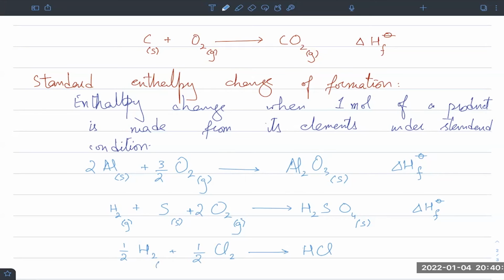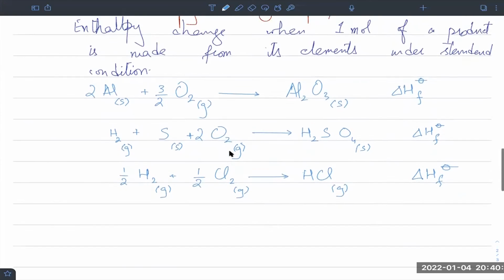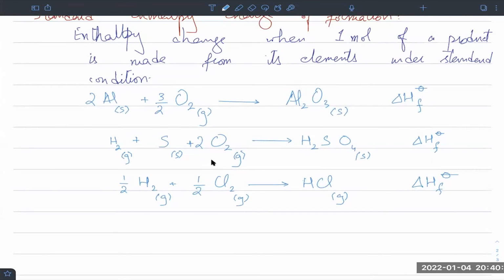The state symbols, what will those be? So gas, and I'm not sure about HCl. So HCl is also a gas at room temperature. So that is why it is delta HF. All right. So there you go. This is how the standard enthalpy change of formation is written or made.